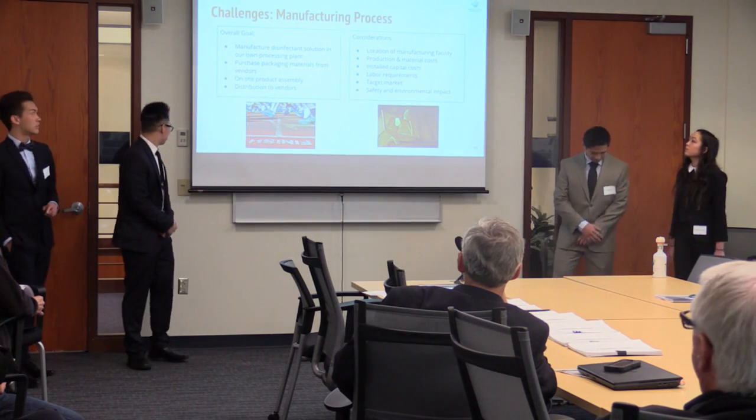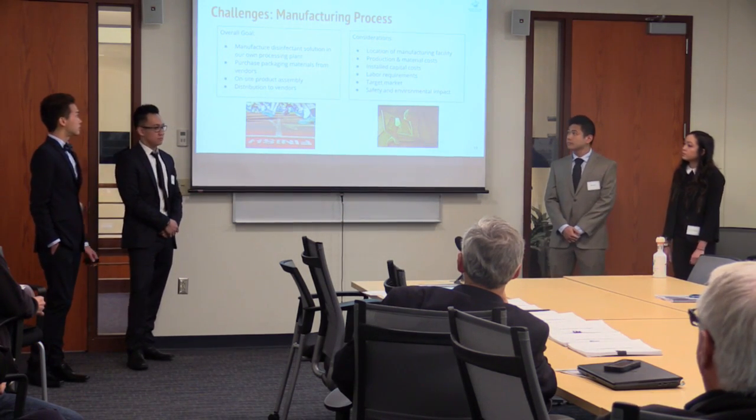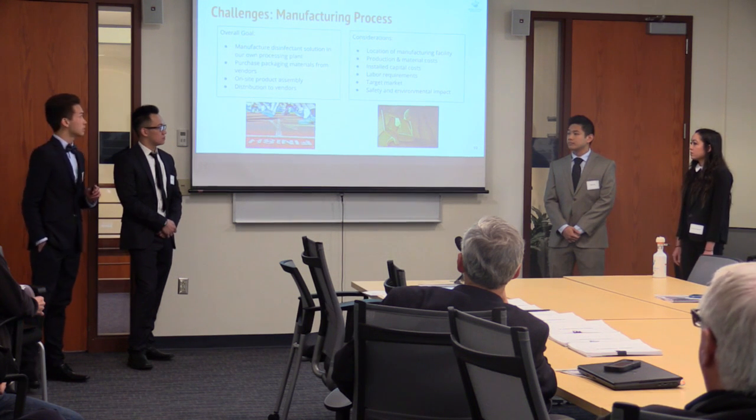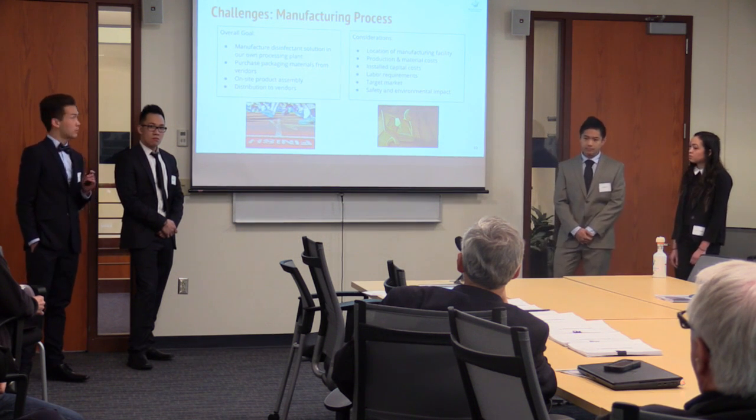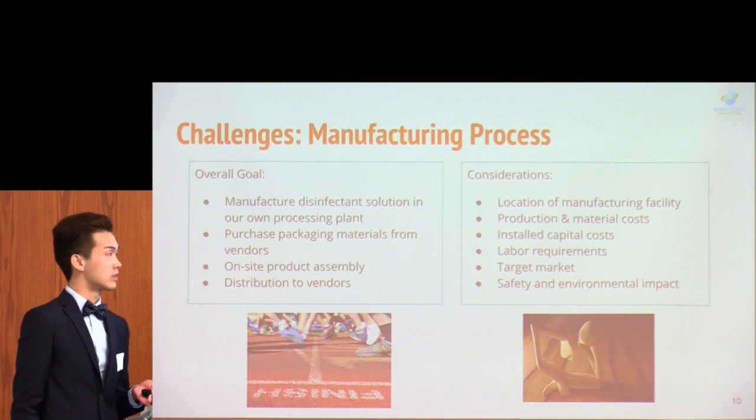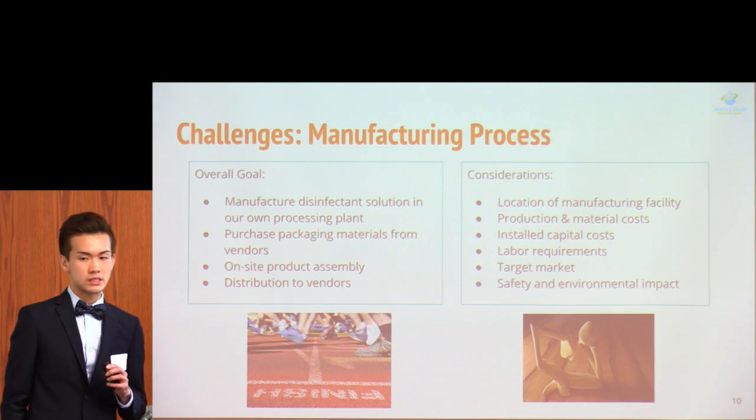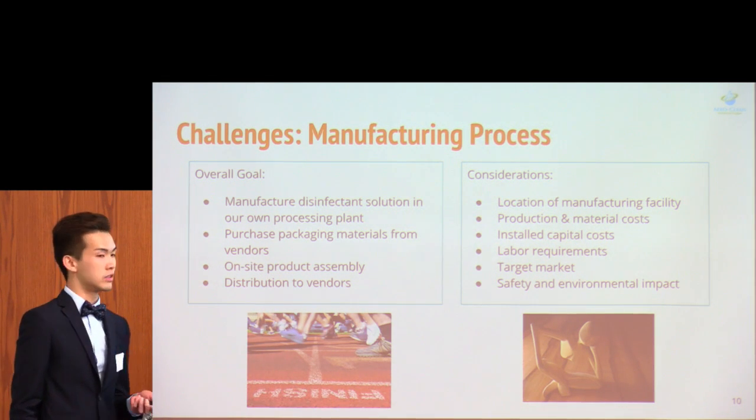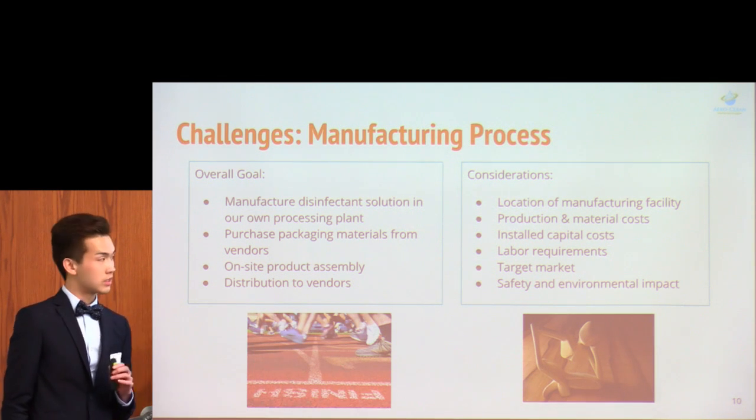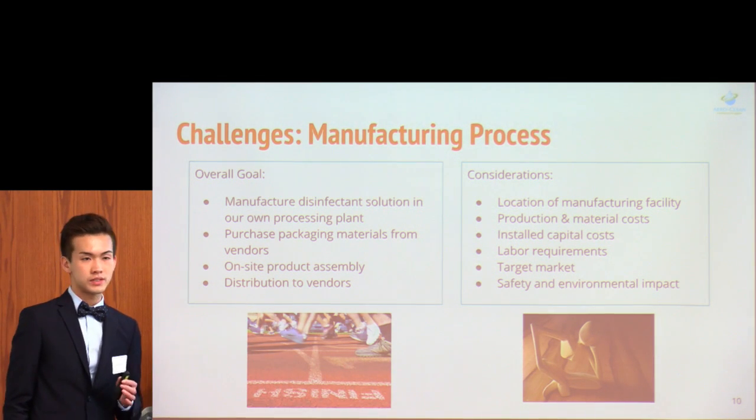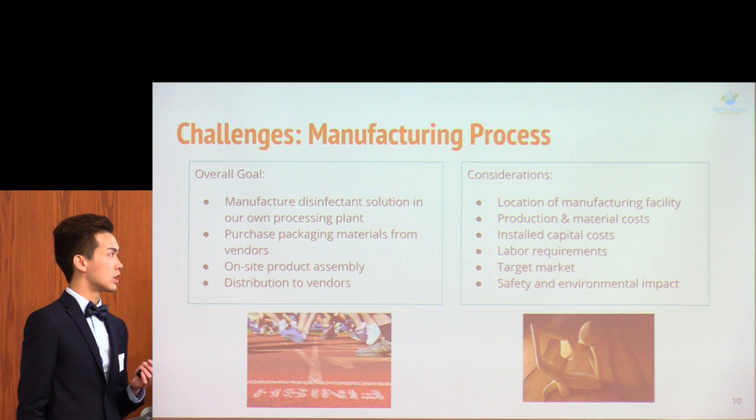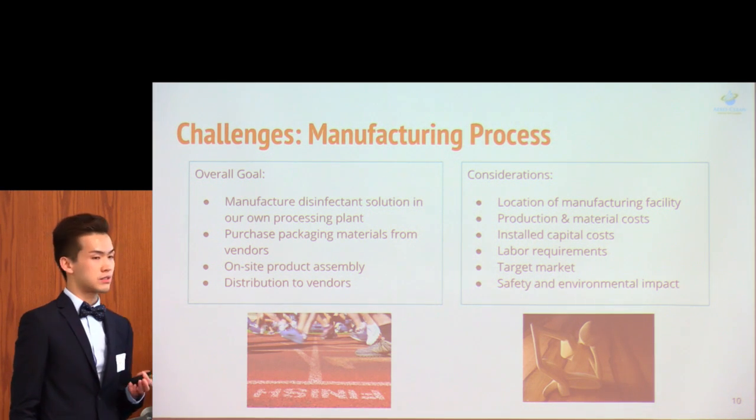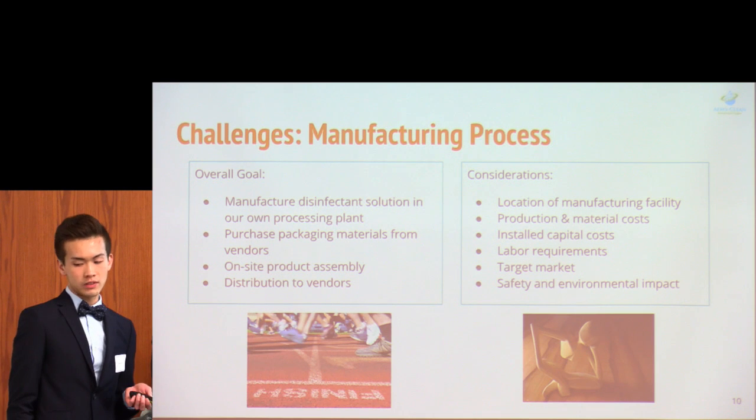So a little bit about our manufacturing process. We developed some goals that we were going to focus on, specifically to manufacture our disinfectant solution in our own plant. We're going to purchase the packaging materials for the actual fogger itself from vendors, assemble the product on site, and distribute to vendors in the United States. Some considerations we have to focus on were the location of the facility, the production and material costs, the initial installed capital cost to build up the plant, the labor requirements, the target market to determine the size of the plant we're building, as well as the safety and environmental impact of the plant.